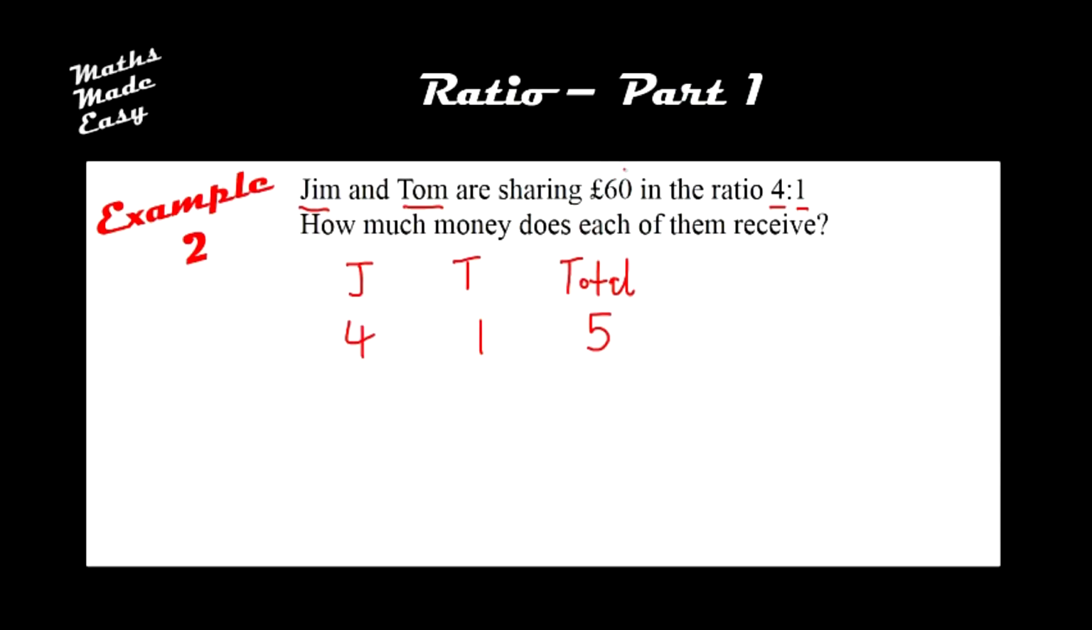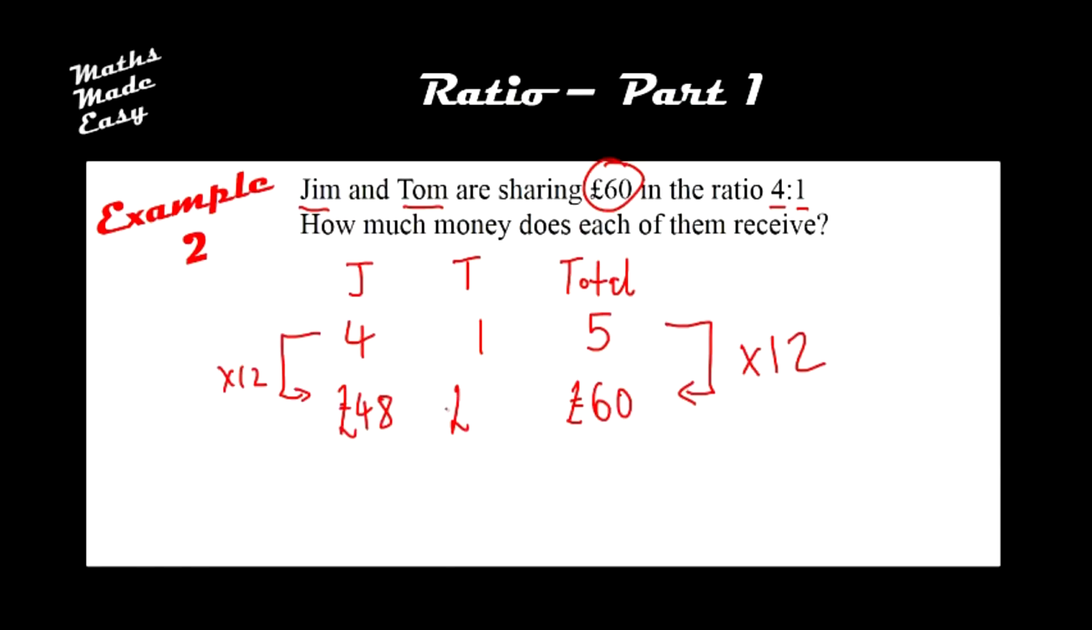So then I look for a number in the question. This time it's 60. £60 doesn't represent how much Jim has, it doesn't represent how much Tom has, it represents the total money. So the £60 is going to go underneath the total. Then I say, what do I multiply 5 by to get to 60? Well, in that case it's multiply 12, so I multiply all of the values in the ratio by 12. So 4 times 12 is £48, 1 times 12 is £12. And again, just to check that it's all worked, 48 plus 12 does make my £60 in total.